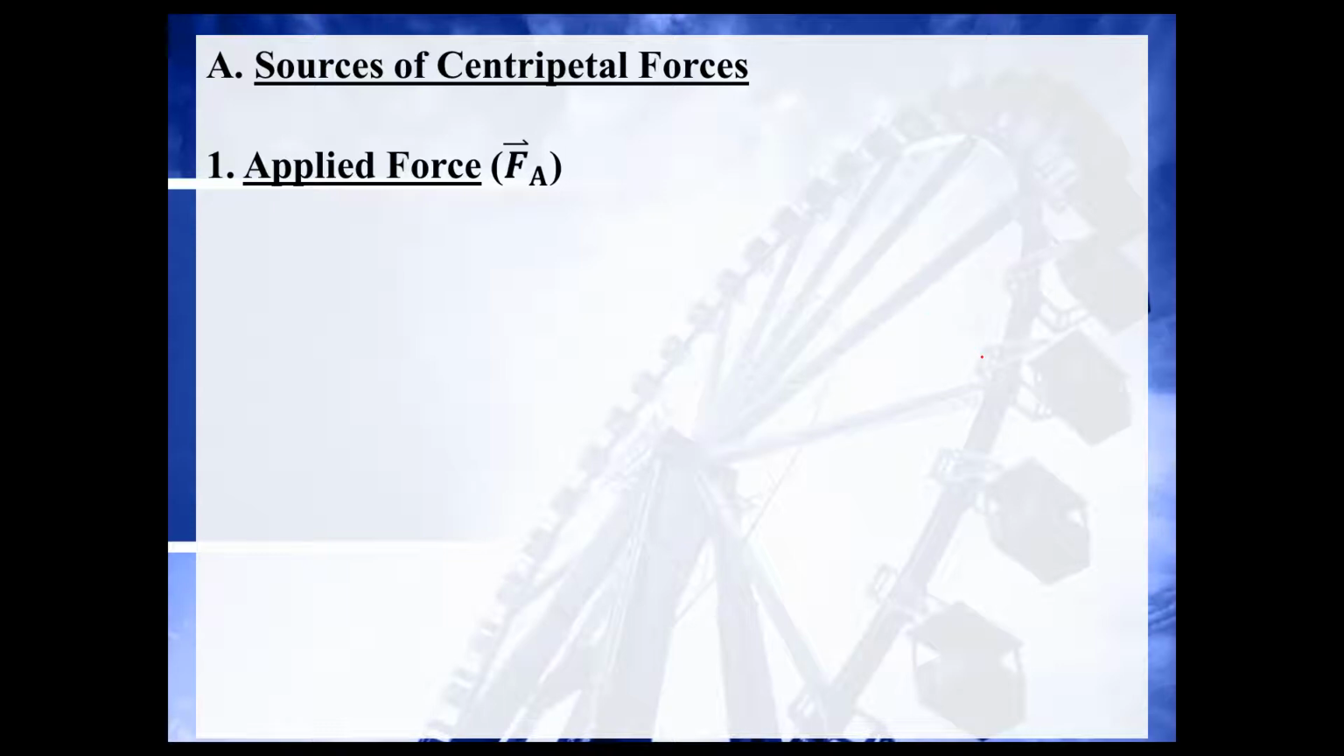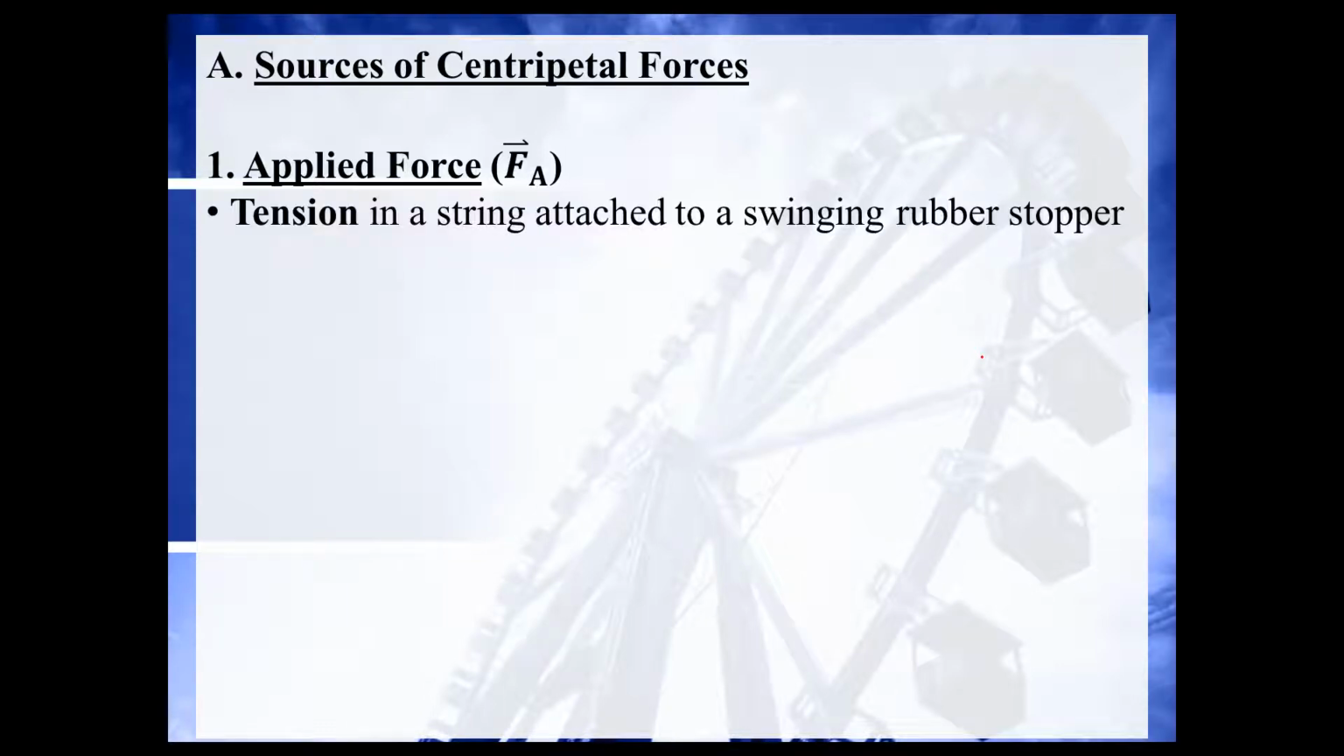So that's one example of where an applied force could behave like a centripetal force. Tension in a string attached to a swinging rubber stopper. If you don't have the tension in the string, the object can't go in a circle anymore. For example, if you cut the string and then you eliminate the tension, that rubber stopper is going to leave the circle.